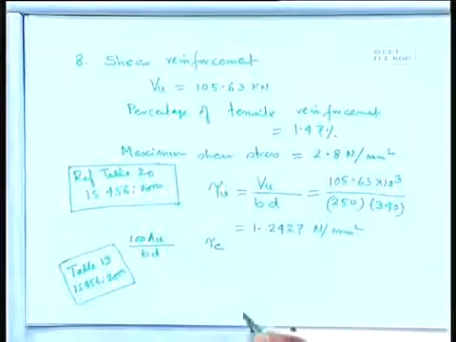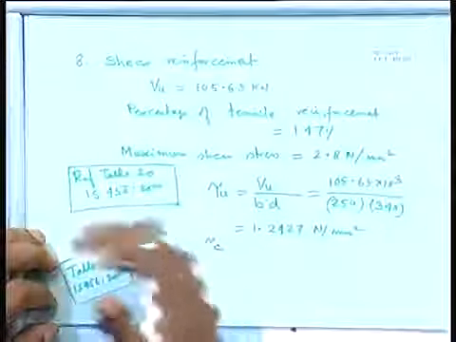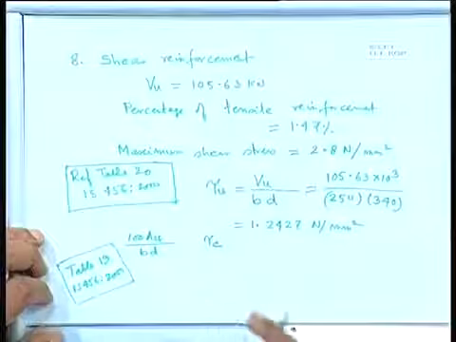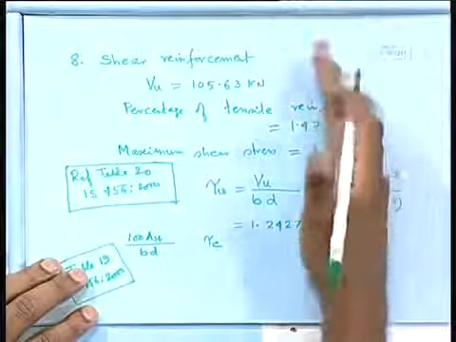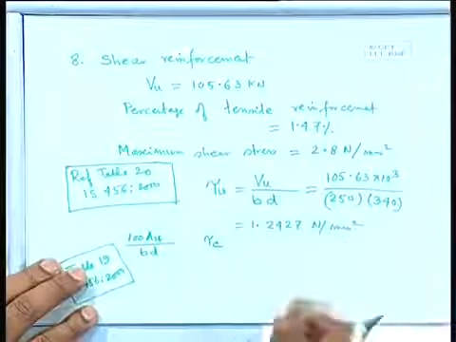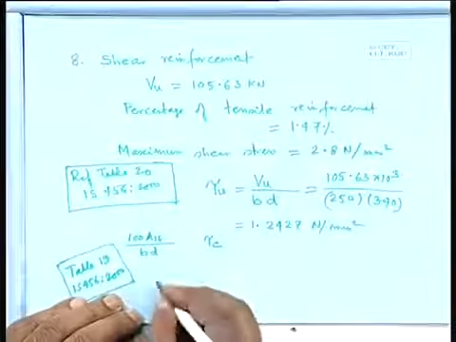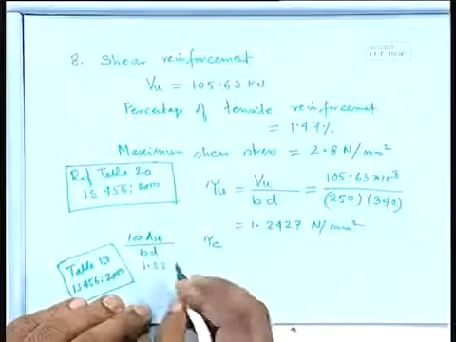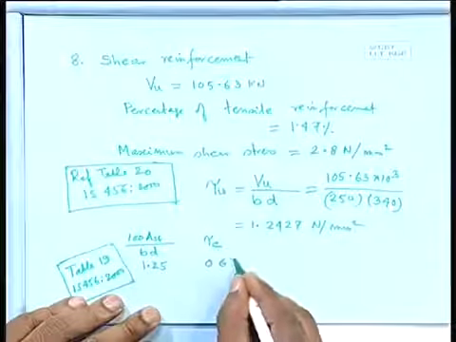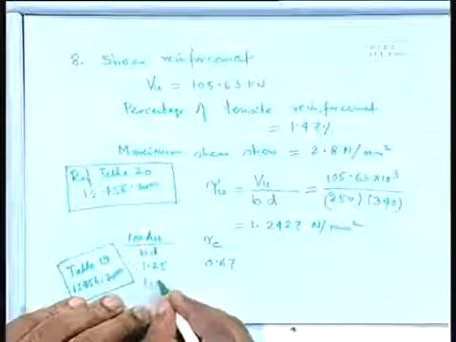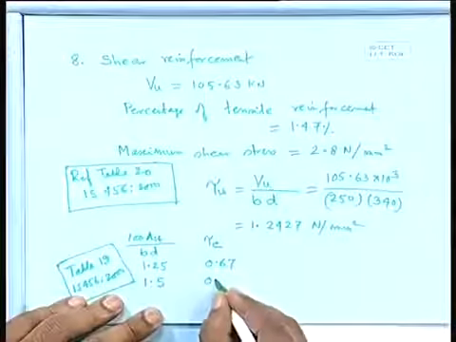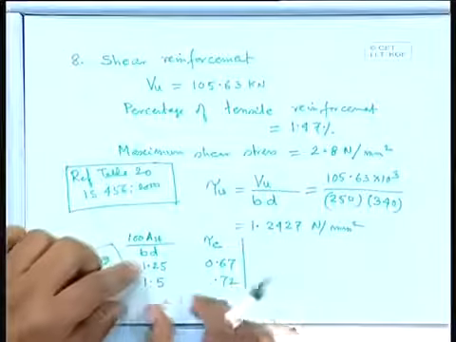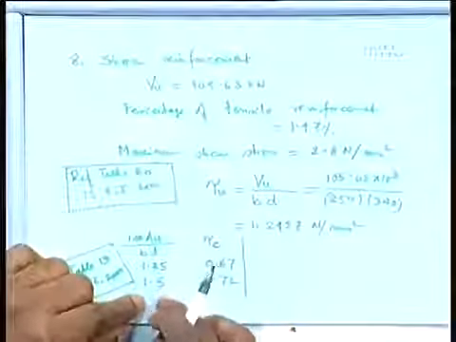When you do the design, you always mention the reference clause or table of the code, and we generally do it on the right-hand side. So, we can get it because it is 1.47. For 1.25 tensile reinforcement percentage, it comes as 0.67, and if it is 1.5, then it is 0.72. This is part of table 19.